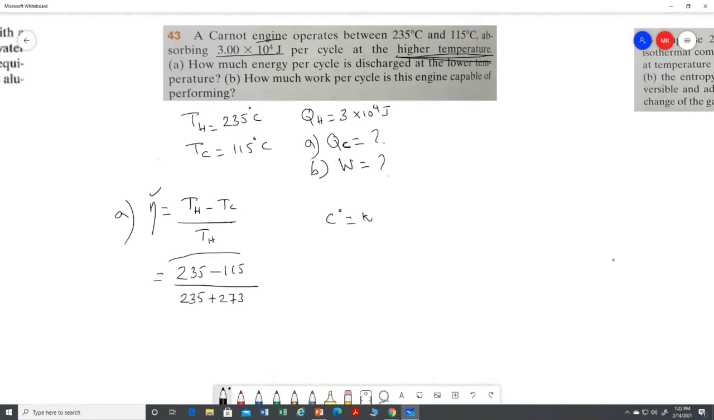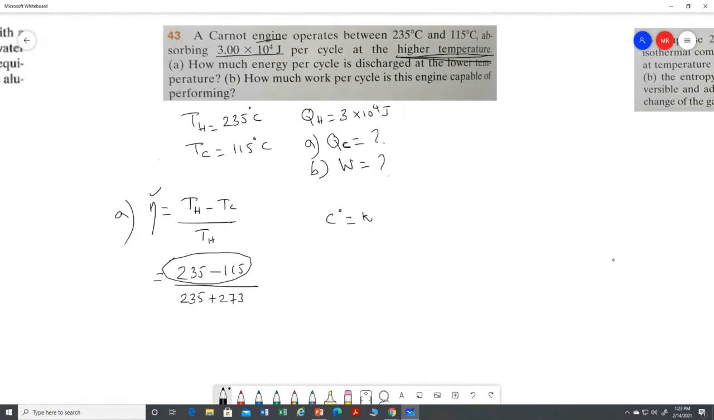This is the change in temperature, delta T, am I right? Yes. So why are you wasting your time by adding 273? You will get the same answer. Even if you want to add 273, no problem, your answer is correct. But why are you wasting your time? Clear?